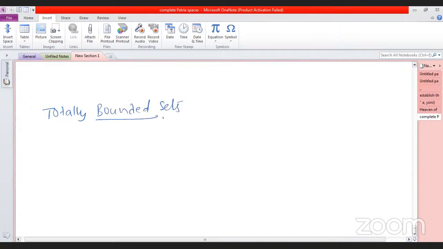So see here, let X be a metric space and epsilon greater than 0. If there exists a finite subset A of X such that X is equal to the union over alpha belonging to A of the balls, then A is called an epsilon net. A metric space is totally bounded if it has an epsilon net for every epsilon greater than 0.